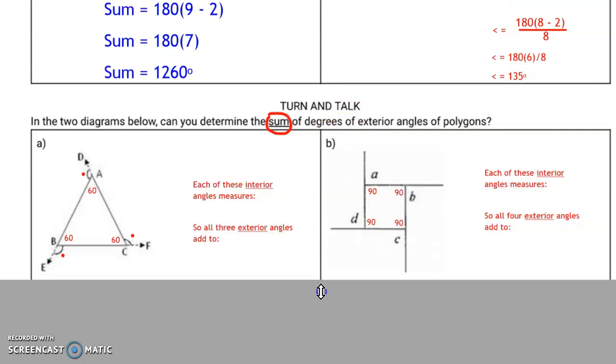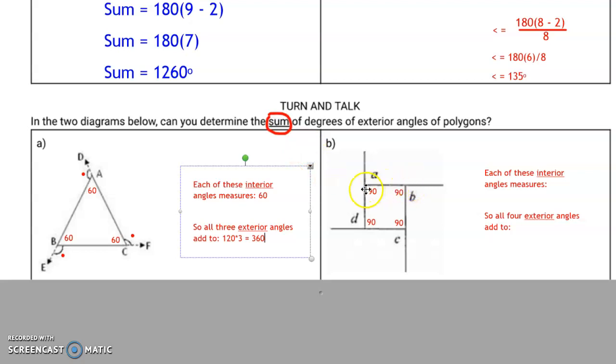Here we go. In these two pictures, we have 60, 60, and 60. We have 90, 90, 90, 90. We know that already. But the question is, what do the exterior angles measure? Well, I know that if this angle is 60, the exterior angle is going to be supplementary to that angle. In other words, this 60 and this angle are going to add up to 180. So each of the interior angles measures 60 degrees, and this exterior angle is 120, because 60 plus 120 is equal to 180. So if this is 120, and this is 120, and this is 120, that's 120 times 3, which is equal to 360.